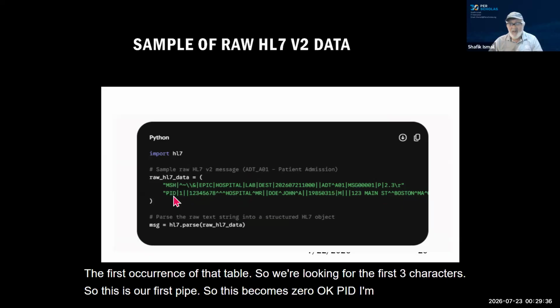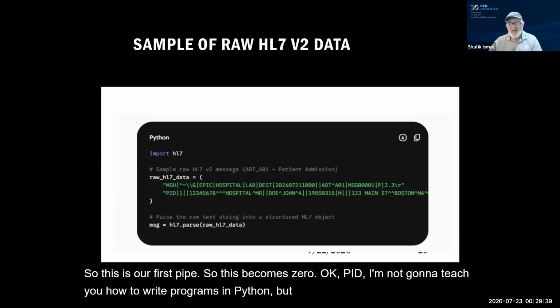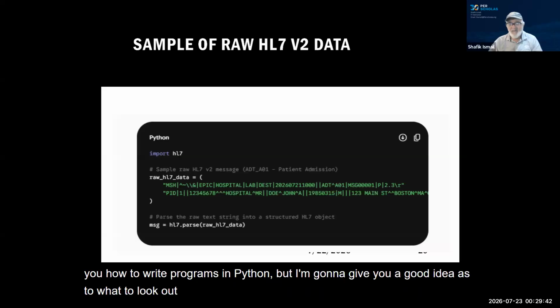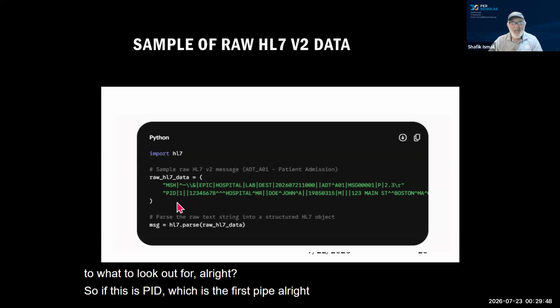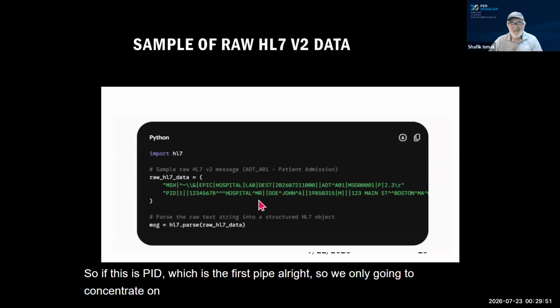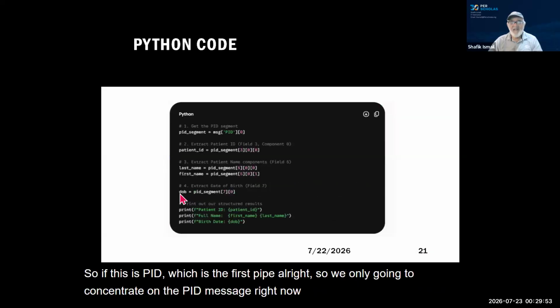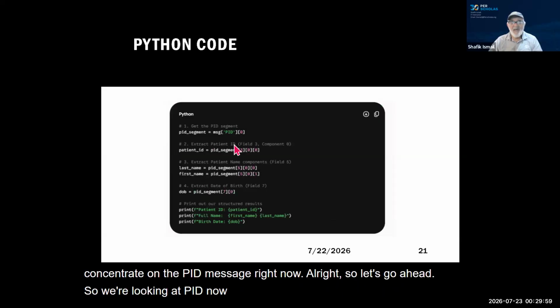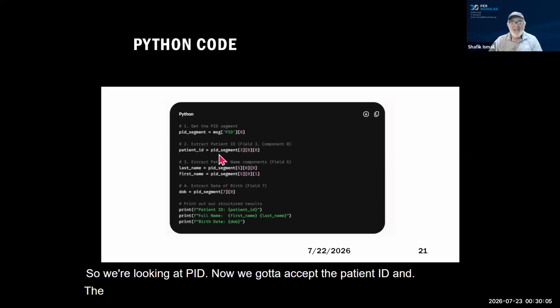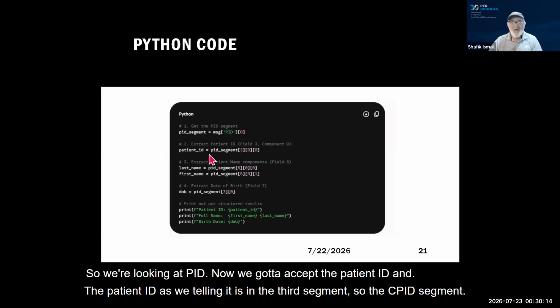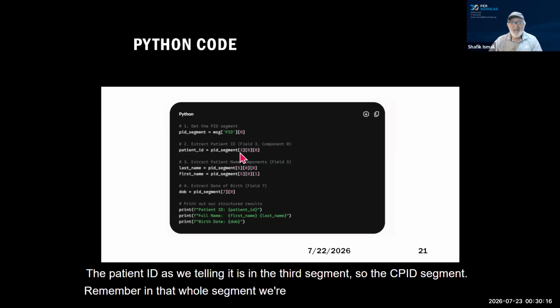I'm not going to teach you how to write programs in Python, but I'm going to give you a good idea as to what to look out for. Alright? So if this is PID, which is the first pipe, we're only going to concentrate on the PID message right now. So let's go ahead. Now we've got to extract the patient ID, and the patient ID, as we're telling it, is in the 3rd segment. Remember, in that whole segment we're looking for the 3rd one, the 3rd pipe.